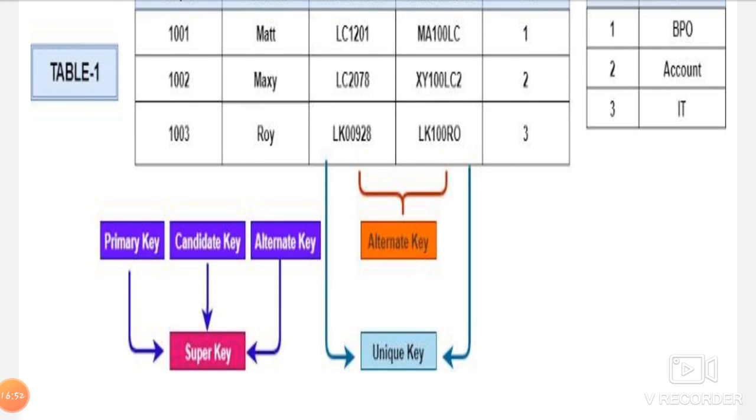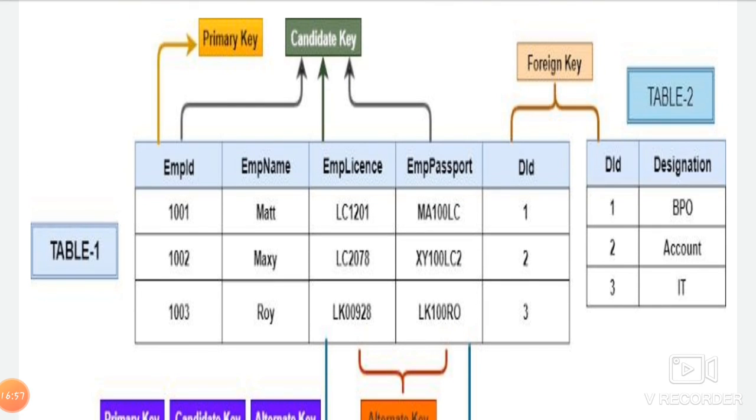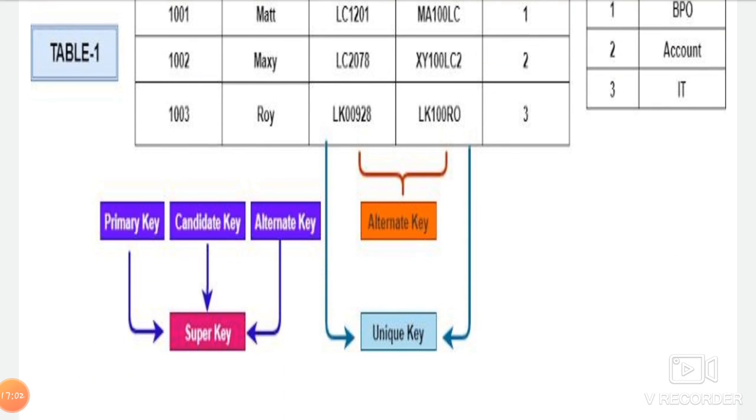Alternate key and unique key both are the same. Don't get confused. And department ID is a foreign key. Look at this: primary key, candidate key and alternate key, everything is pointing to super key. All these 3 keys, primary key, candidate key, alternate key, can be called a super key also. All the primary keys are super keys. All the candidate keys are super keys. All the alternate keys are super keys. But not all super keys are primary keys. Not all super keys are candidate keys. Not all super keys are alternate keys.